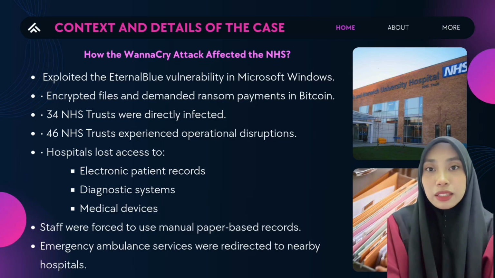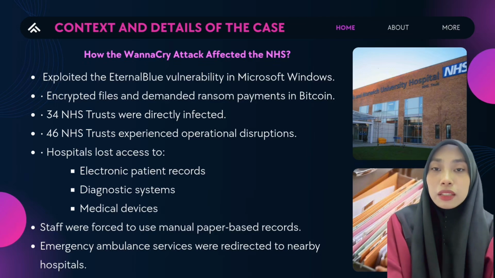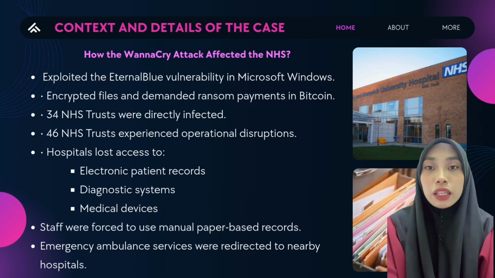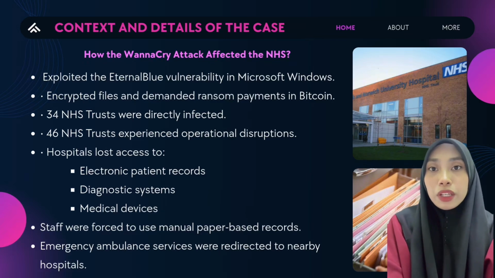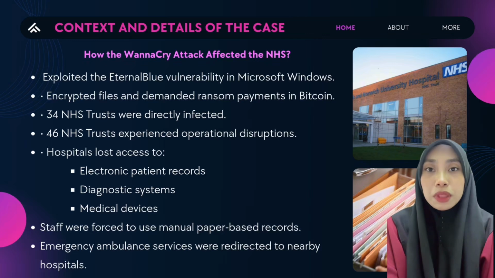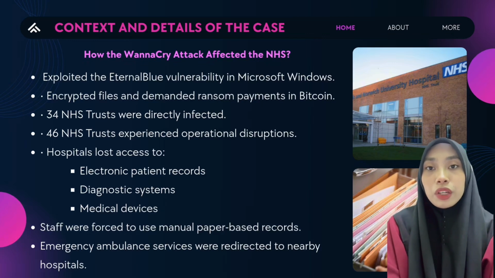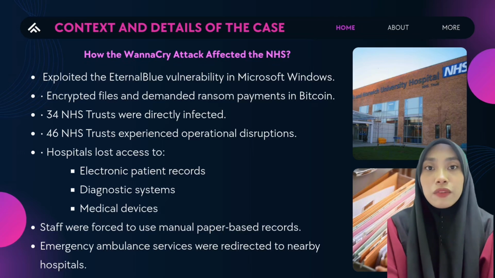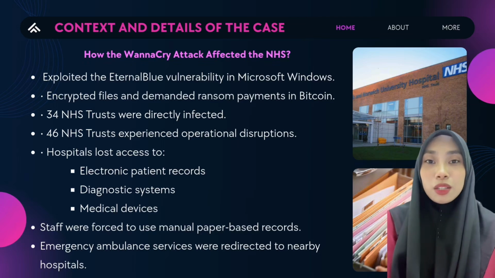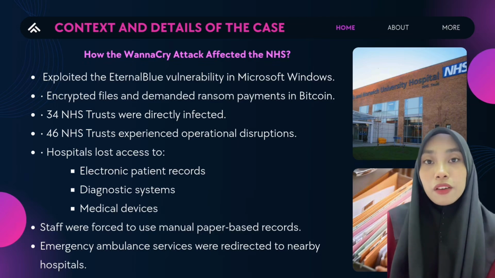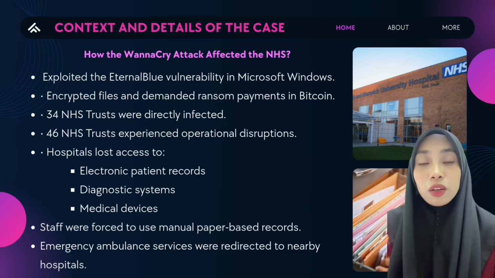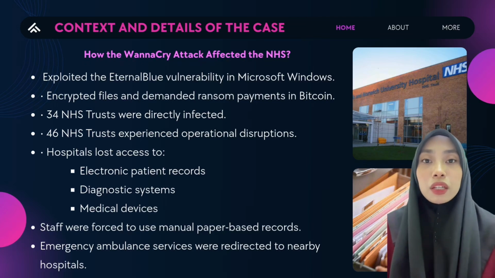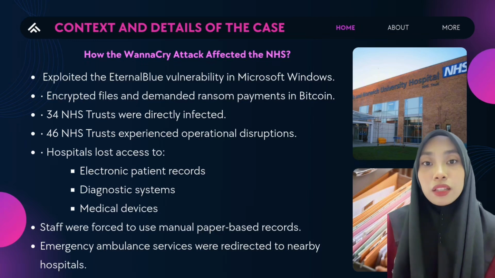for restoring access. According to the case study, 34 NHS trusts were directly infected, while another 46 NHS trusts experienced operational disruptions. Hospitals lost access to electronic patient records, diagnostic systems, and medical devices, which significantly affected healthcare services. As a result, many healthcare staff had to switch back to manual paper-based records, and emergency ambulance services were redirected to nearby hospitals to ensure patients could still receive treatment.